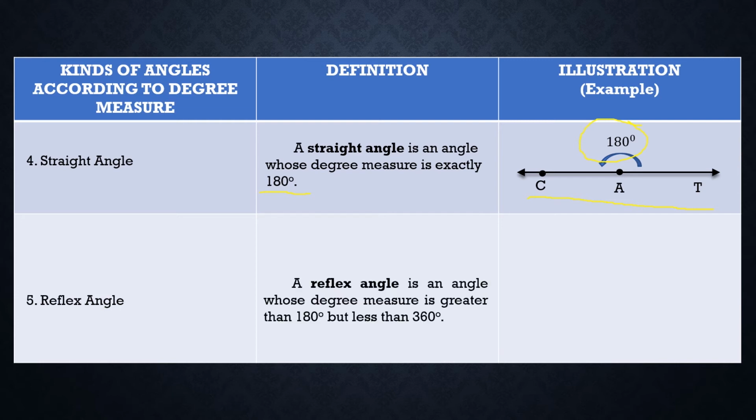Now, pag lumampas naman ng 180 degrees yung degree measurement natin, we call that angle as a reflex angle. So again, its degree measurement is greater than 180 degrees but less than 360 degrees. Example, we have angle. Yes. So yung degree measurement niya is greater than 180 degrees but less than 360 degrees.